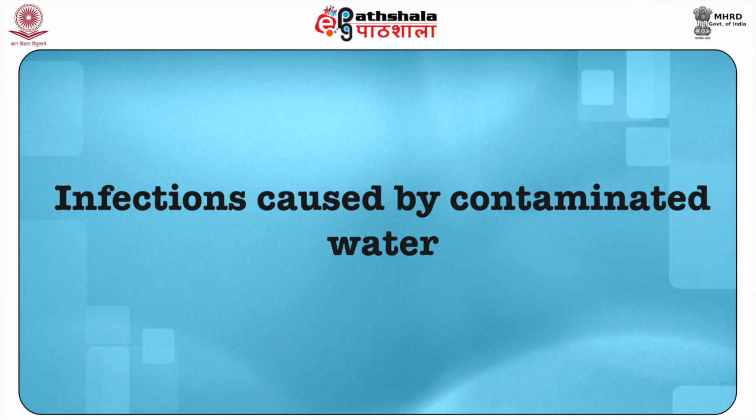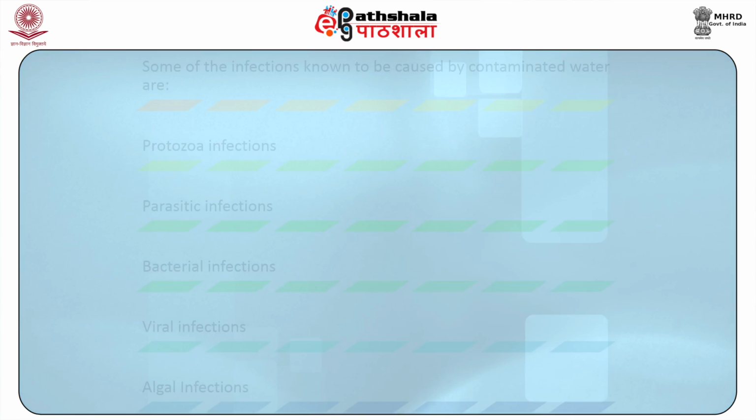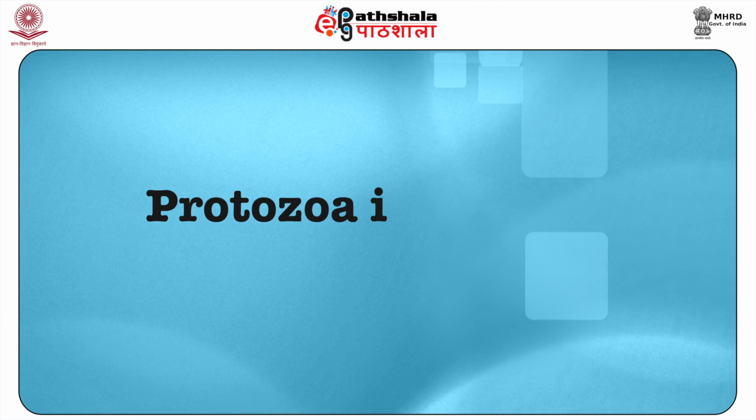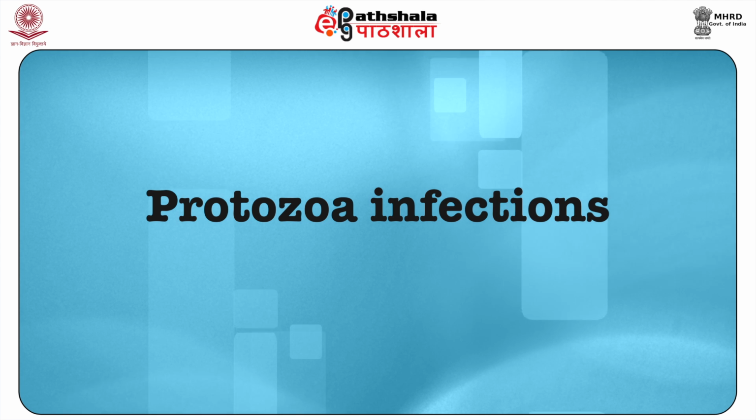Next, we shall come to the discussion of infections caused by contaminated water. Some of the infections known to be caused by contaminated water are protozoan infections, parasitic infections, bacterial infections, viral infections, algal infections, etc. Let us discuss these diseases and the general symptoms of each of them in detail now. The first one, as I stated, is protozoan infections.